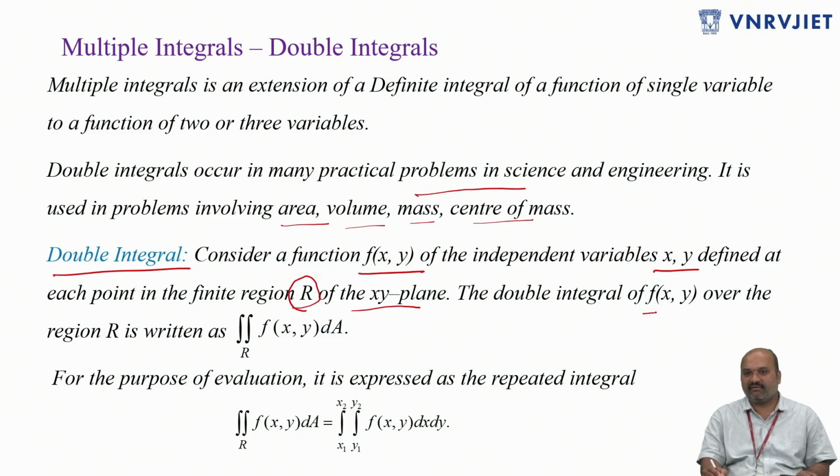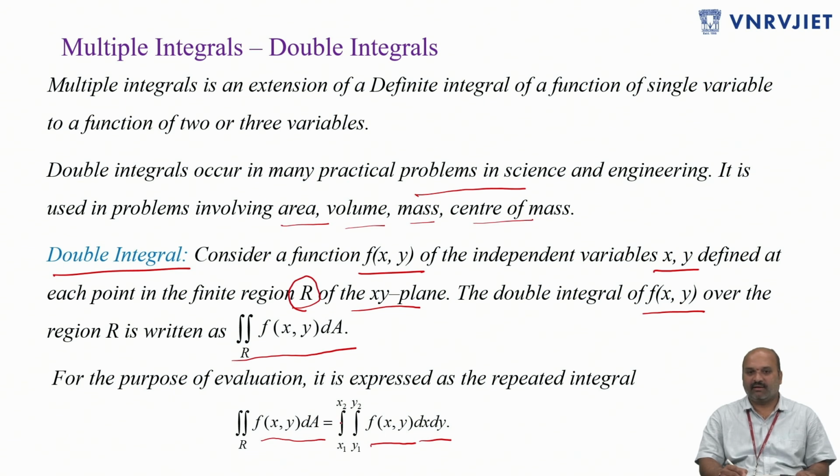And now the double integral of the function f of x comma y over this region R can be written as double integral over the region R f of x comma y dA. So for evaluation purpose, we can write this integral as double integral over R f of x comma y dA is equals to integral x1 to x2 integral y1 to y2 f of x comma y dx dy. So what is y1, y2 and x1, x2? y1, y2 are the limits of the variable y. x1, x2 are the limits of the variable x.